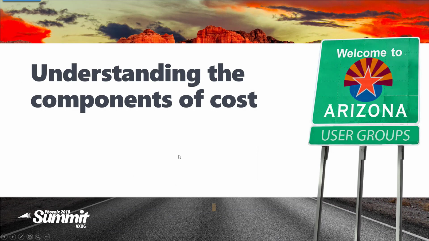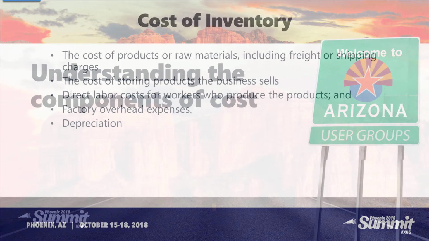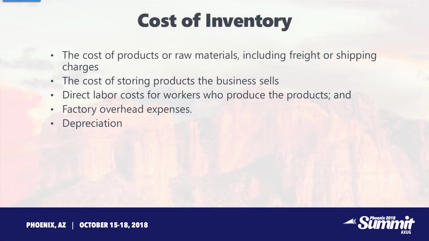So now we're going to go through and talk about what are the components of cost. So if you look at the cost of inventory, really, if you look at the cost of products or raw materials, a product that differentiates there is something where you've got a value-added process, like a manufacturing process, or what we'll call a raw material, something you purchase from the vendor, but you do not add value to it, or you use it in your value-added process.